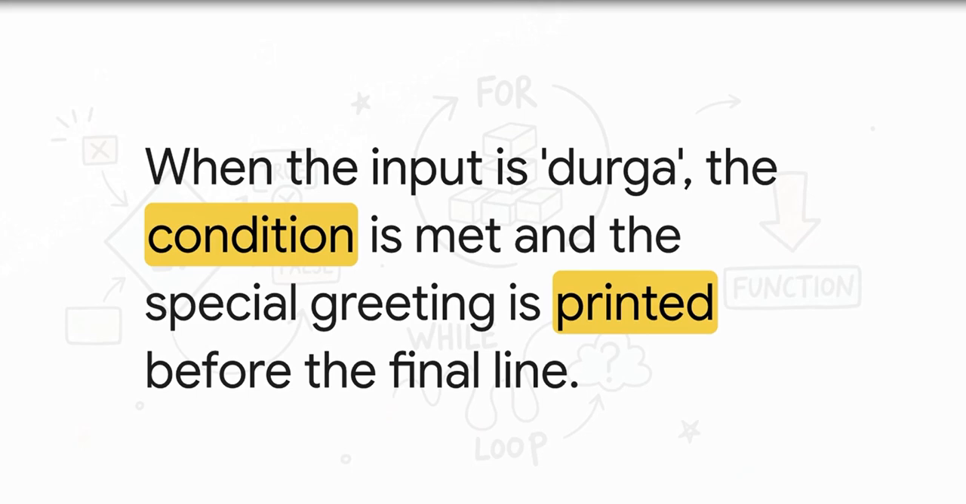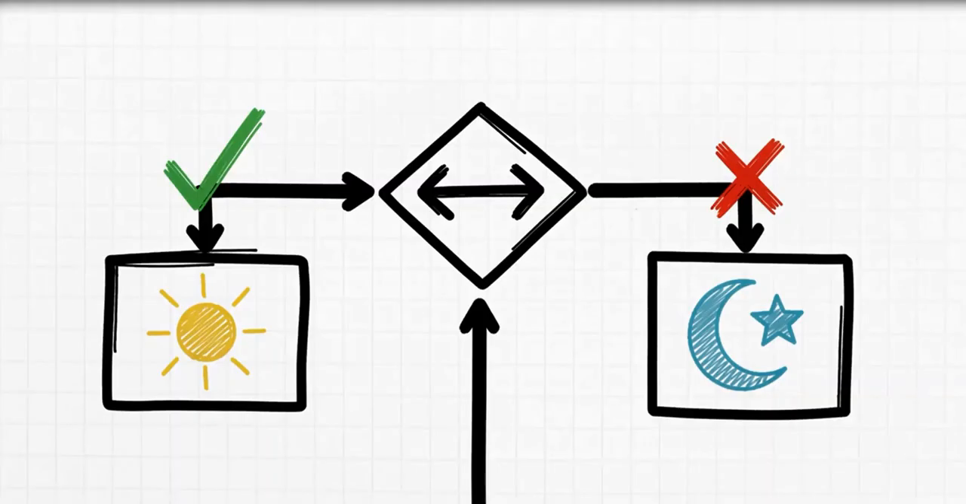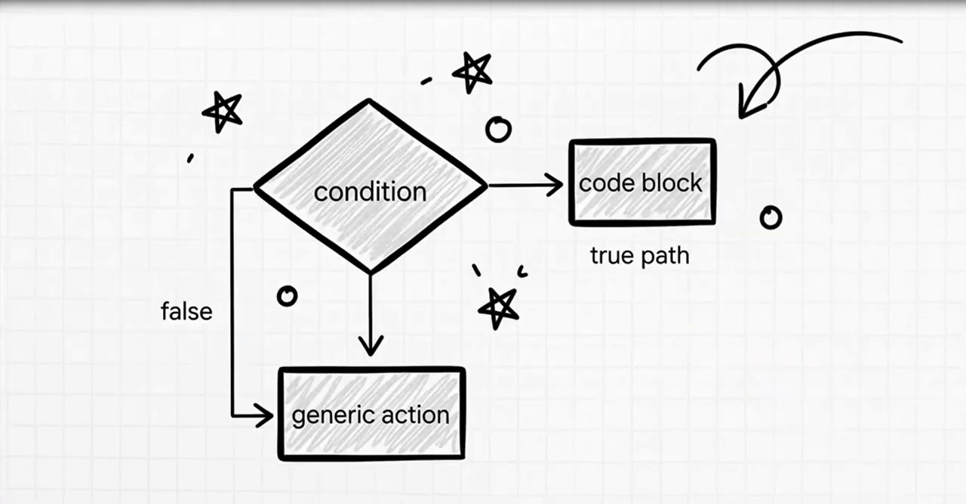What if we wanted to do something else instead? Well, that's exactly what if-else is for. It gives our code a plan B. It's like a fork in the road. You either go left if the condition is true, or you go right if it's false. It makes sure that one of those two code blocks will always run. So, if we take our last piece of code and just add this else block, now the logic is complete.